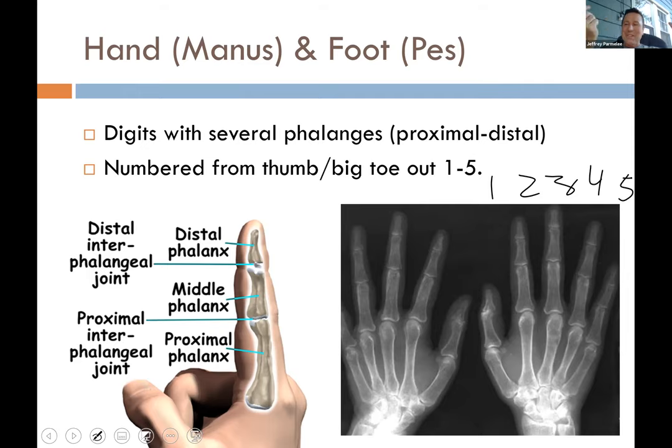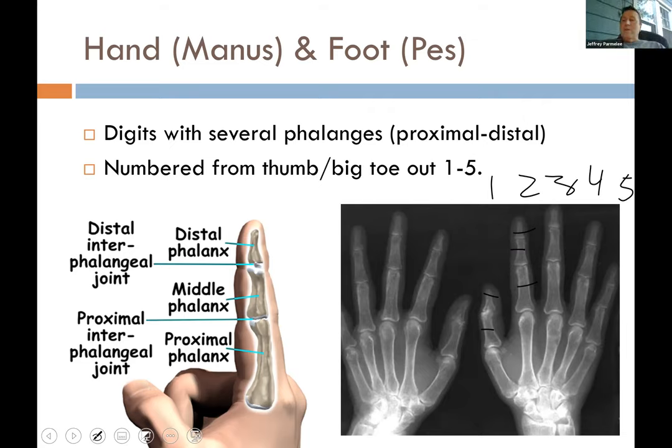Digit 1, digit 2. I won't give you digit 3, 4, and 5. How's that? And then the phalanges are your finger bones. They're phalanges, whether they're toes or fingers. They're all phalanges. Your thumb or your big toe is going to have just 2 phalanges, a proximal and a distal. But your other fingers have 3: proximal, distal, and a middle.